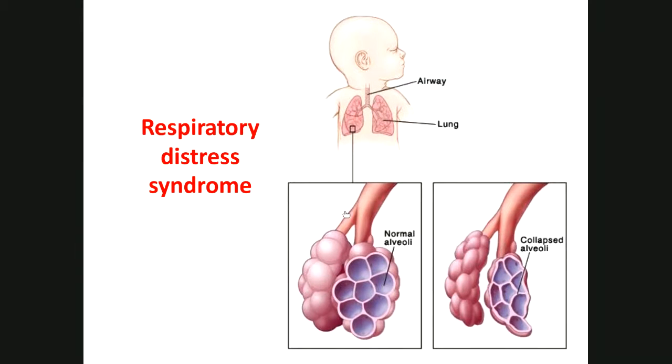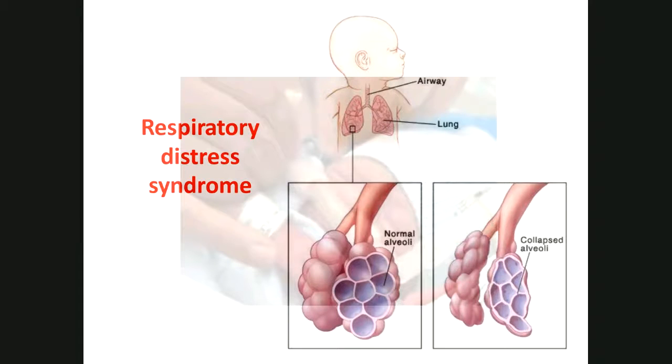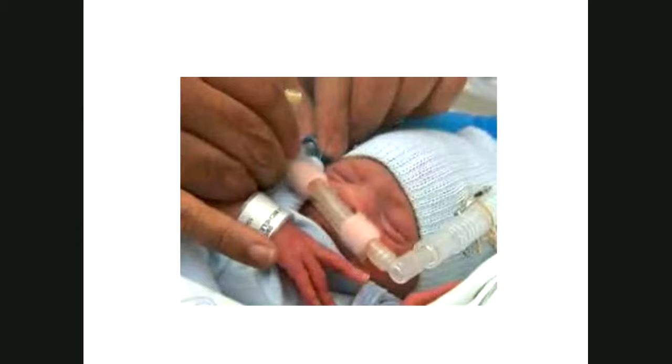And the left side shows a normal alveoli, which can be fully inflated. So lung collapse happens when there is a deficiency of surfactant, causing the decrease in the compliance of the lung. The lung becomes more difficult to expand. And that's why those babies are kept on ventilators in order to inflate the lungs in inspiration. This is another picture of a baby with respiratory distress syndrome.